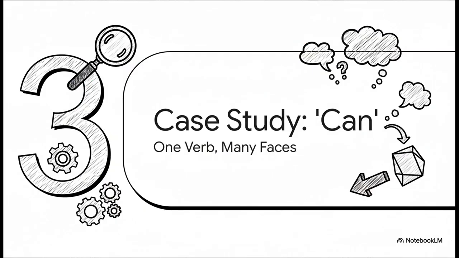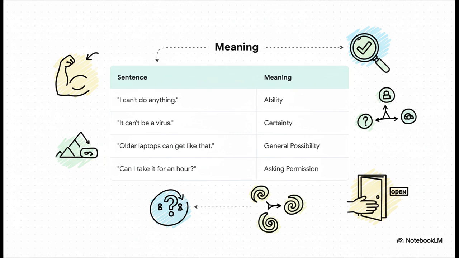All right, section 3, a case study on can. To make this whole idea less abstract and a little more real, let's just zoom in and put one of the most common modals of all, can, right under the microscope. And wow, this slide just lays it all out perfectly, doesn't it? We've got 4 sentences here. The word is the same every time, can or can't. But look at the meaning. It is completely different in each case. We go from ability, to certainty, to general possibility, to asking for permission. That's 4 totally separate ideas, all coming from one tiny little word. It's kind of wild when you think about it.